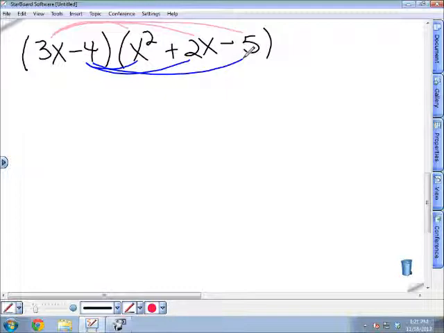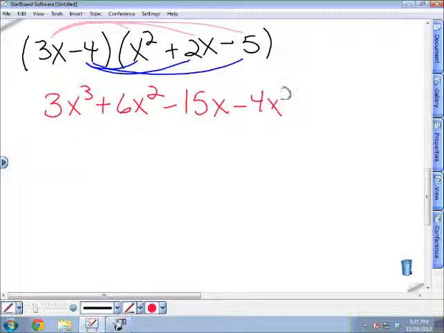That way I won't forget to do anything if I draw the lines. So 3x times x squared is 3x cubed. 3x times 2x is 6x squared. 3x times negative 5 is minus 15x. Minus 4 multiplied by x squared is minus 4x squared. Negative 4 times 2x is negative 8x. And negative 4 multiplied by negative 5 is positive 20.